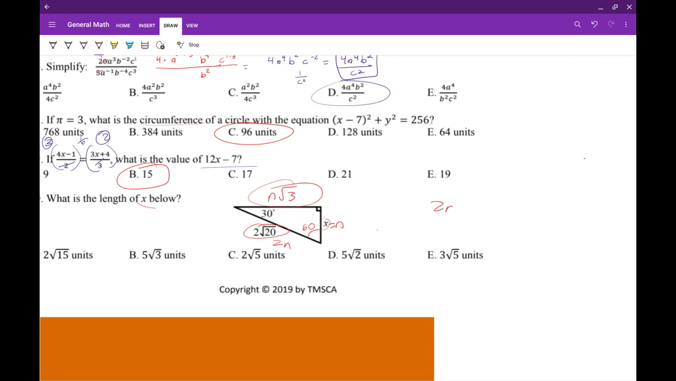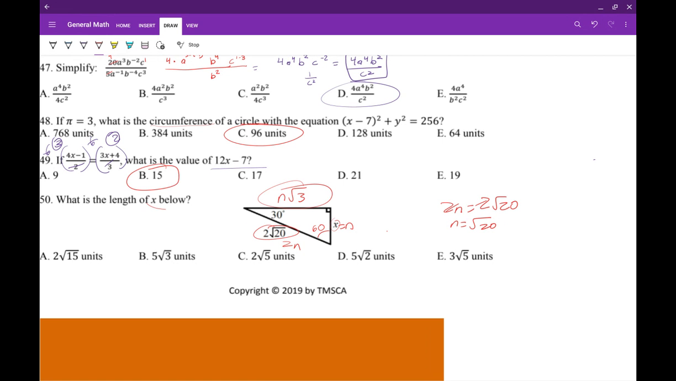So I know that 2n is equal to 2 root 20. So n, you divide by 2, that's going to be equal to root 20. Right? None of the answer choices say root 20. Why is that? Because you can simplify root 20. Root 20 is equal to the square root of 4 times 5. And so 2 squared is 4. So 2 root 5 would be equal to n, which is equal to x.